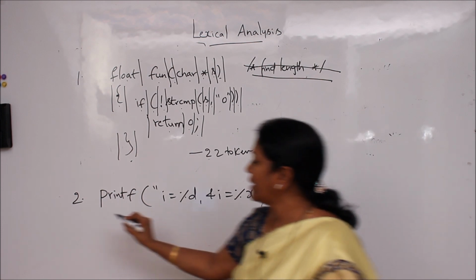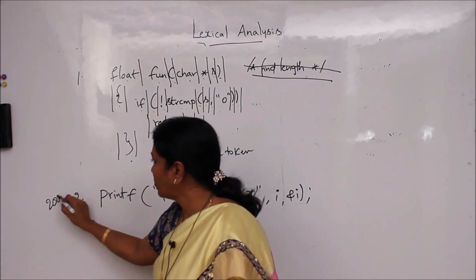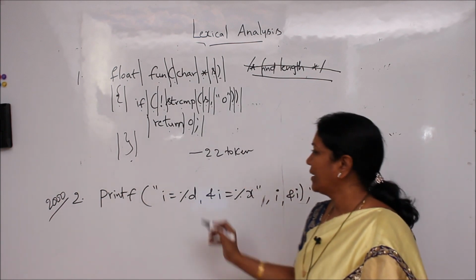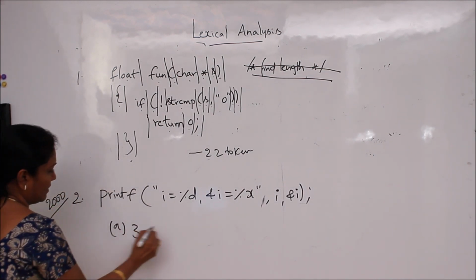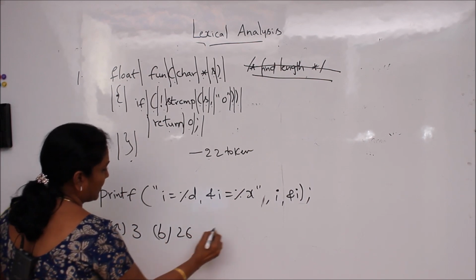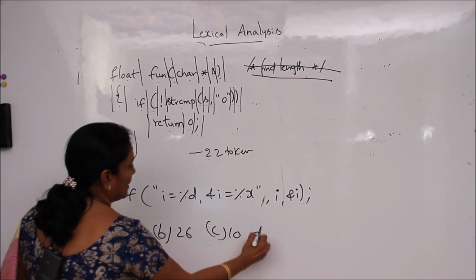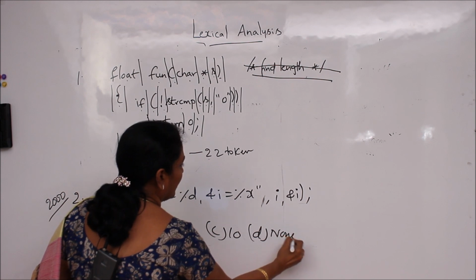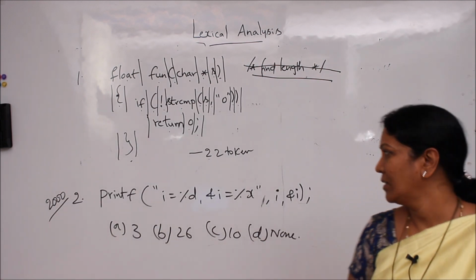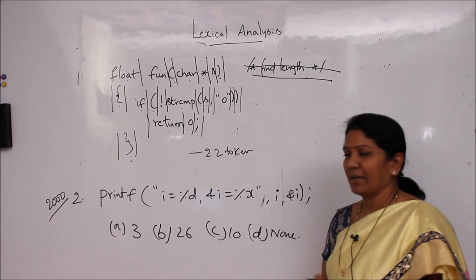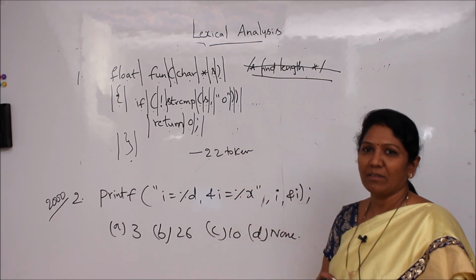Let us look at the second example. In fact, this was asked in the 2000 GATE paper. Find the number of tokens. It's something like A is 3, B is some 26, C is 10 and D is none. Which is the right answer? Now check out the number of tokens out of this code segment, same as the first example.